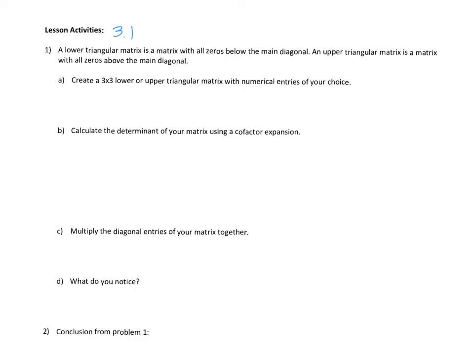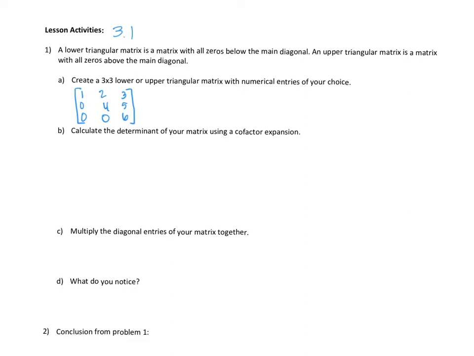So we're supposed to create a 3 by 3 lower or upper triangular matrix with numerical entries of your choice. So 3 by 3, and I'll make a lower triangular matrix. So I'm going to put zeros below the main diagonal. Then I'm just going to put random 1, 2, 3, 4, 5, 6.